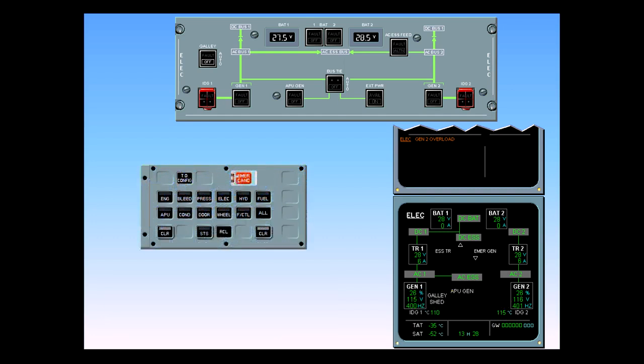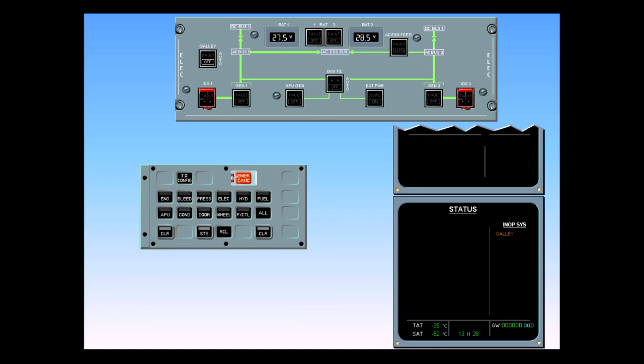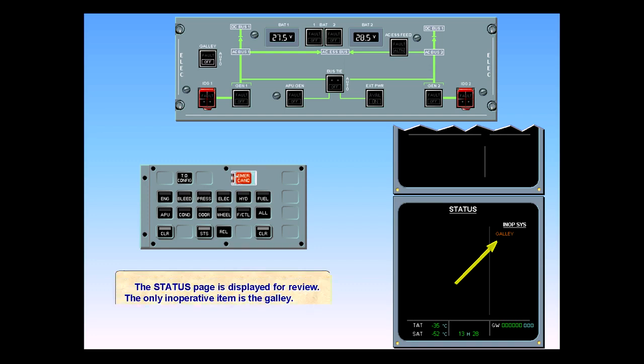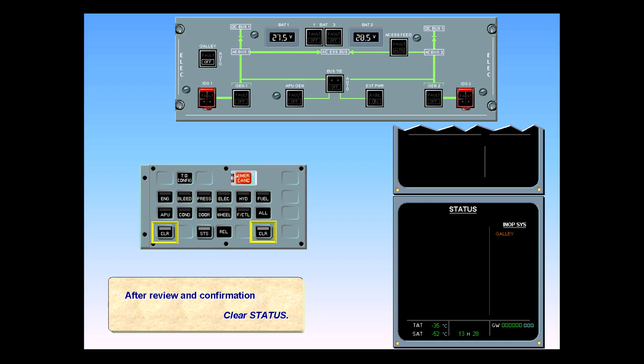After review and confirmation, clear electric. The status page is displayed for review. The only inoperative item is the galley. After review and confirmation, clear status. ECAM complete. Screens normal. The system display has reverted back to the cruise page.